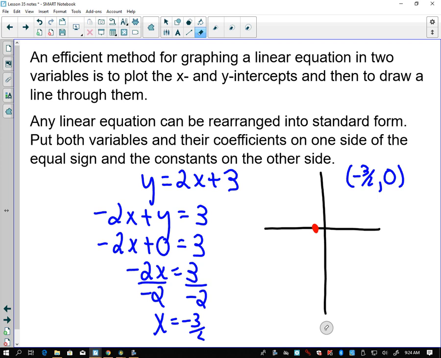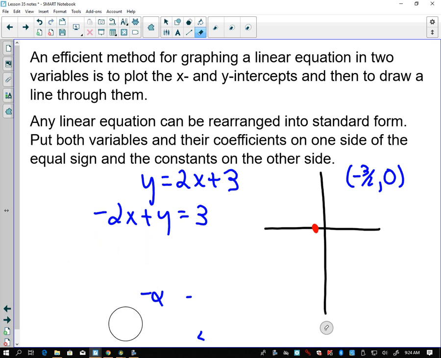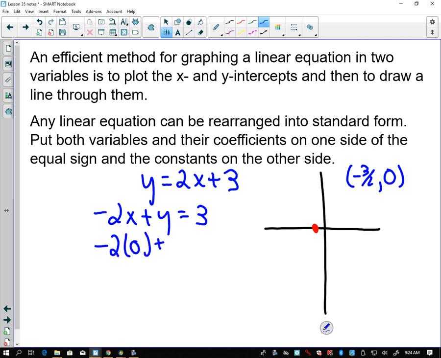Now, if I erase this for a second, we can switch gears. We can say negative 2 times 0 plus y equals 3. What's negative 2 times 0? 0. 0 plus y equals 3. What does y equal then? y equals 3.